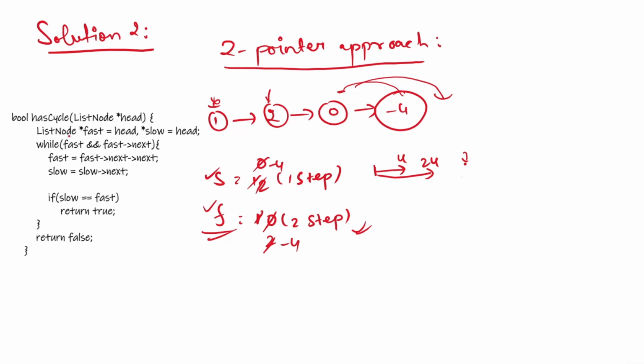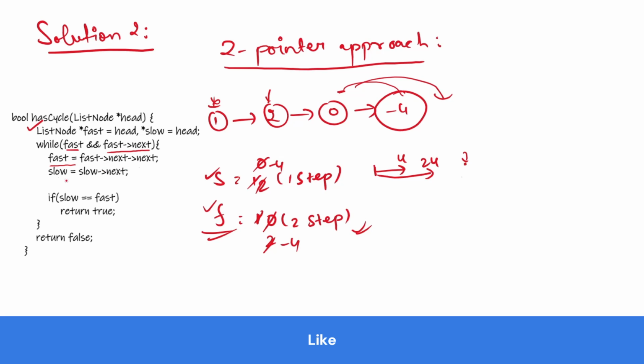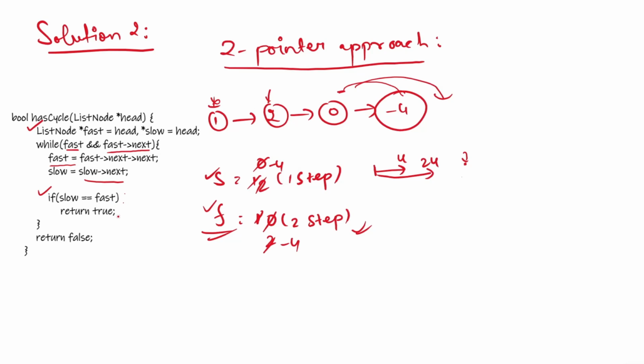So how we are doing is, first of all we initialize our fast and slow pointer to head, and then we are checking fast and fast next. Okay, and we are moving fast by 2 steps, fast next, and slow by 1 step. If at any point slow equals fast, meaning they are pointing to the same node, then we will return true. True means there is a cycle.